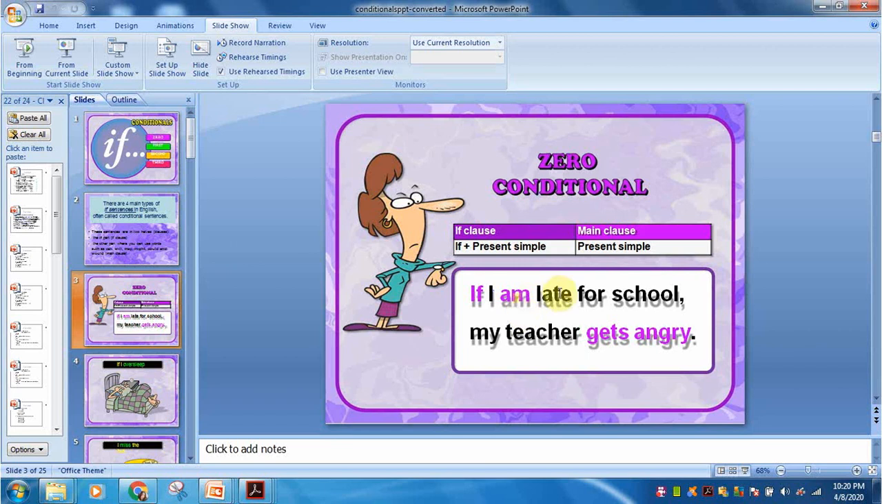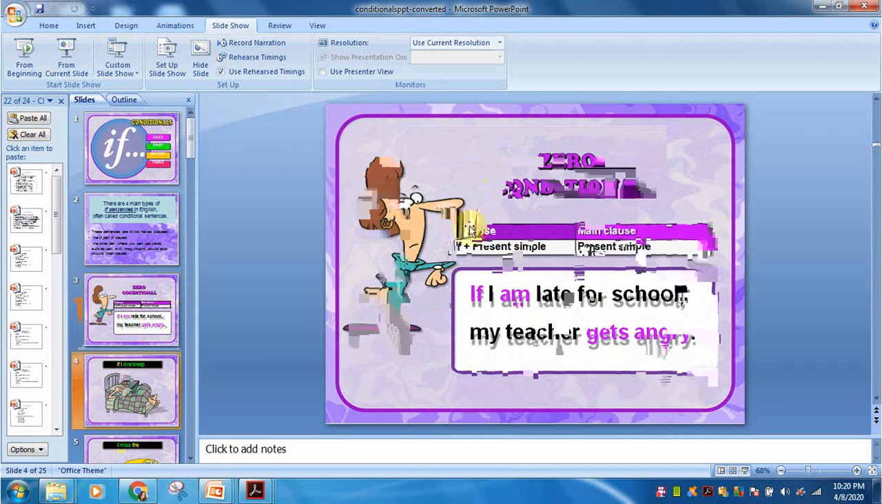So if I am late for the school, my teacher gets angry. Now the if clause is in the present simple and the main clause is also in the present simple. As per the zero conditional, this is a fact which holds true for me. I am writing this sentence in zero conditional: if I am late for the school, my teacher gets angry. Clear?